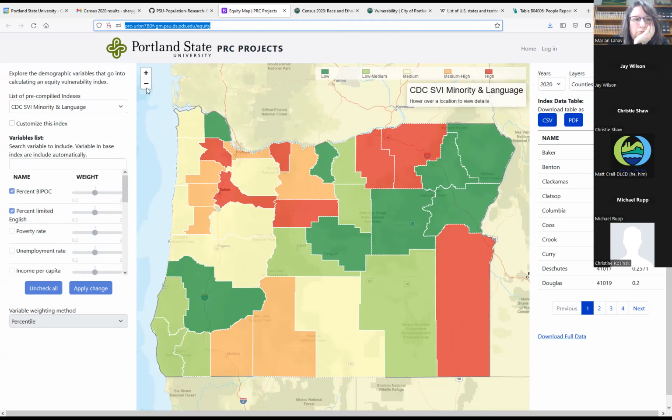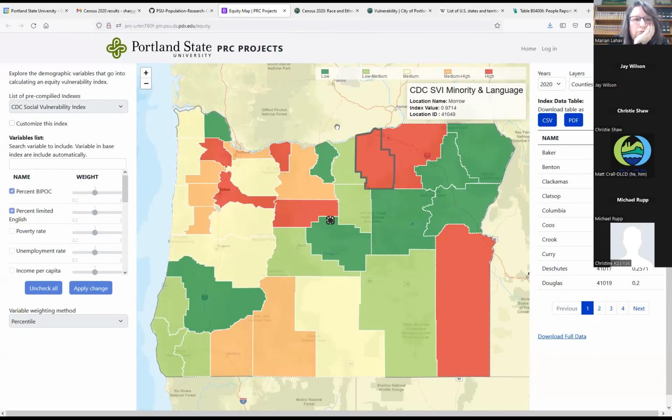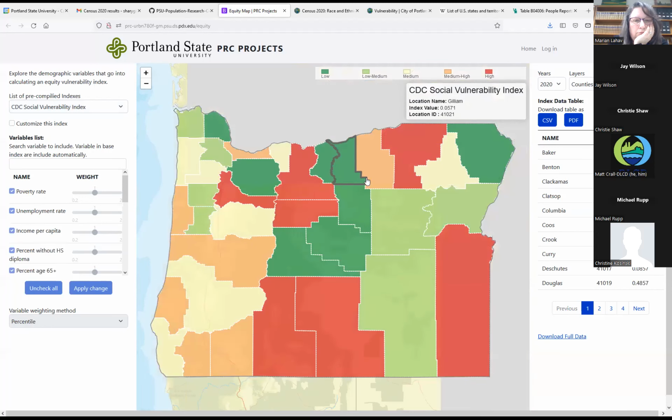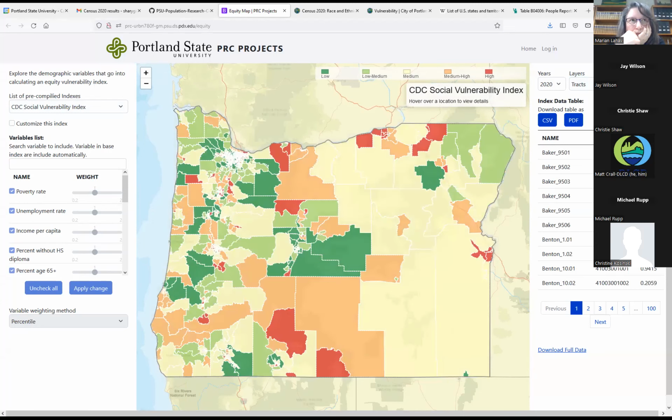So I've got up here one of the sub-indexes, but if we look at the overall SVI, I think I might be in a test environment, I'm not sure. Yeah, here we go. Okay, so that might be a little laggy, but we have it available for tracts, but also available for things like cities or zip codes or legislative districts or public use microdata areas.